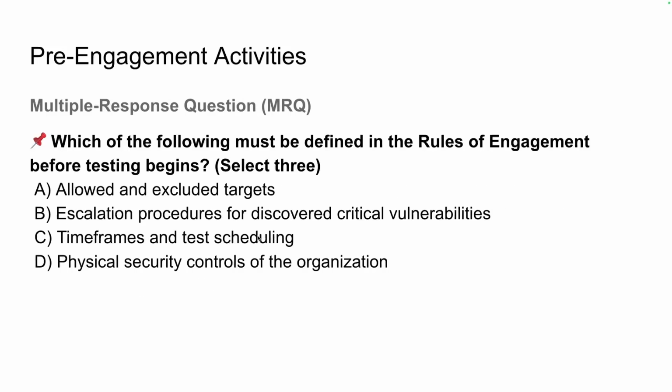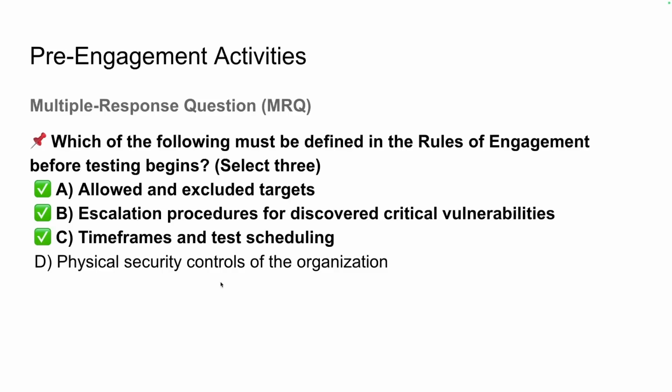Okay, great. Which of the following must be defined in the rules of engagement before testing begins? So we have 3 answers here. The allowed and excluded targets, that's yes. Escalation procedures for discovered, yes. Time frames and test scheduling, yes. Physical security controls of the organization, that would be no. I'm going to say no. That was not outlined in anything we talked about. So I'm going to say A, B, and C.